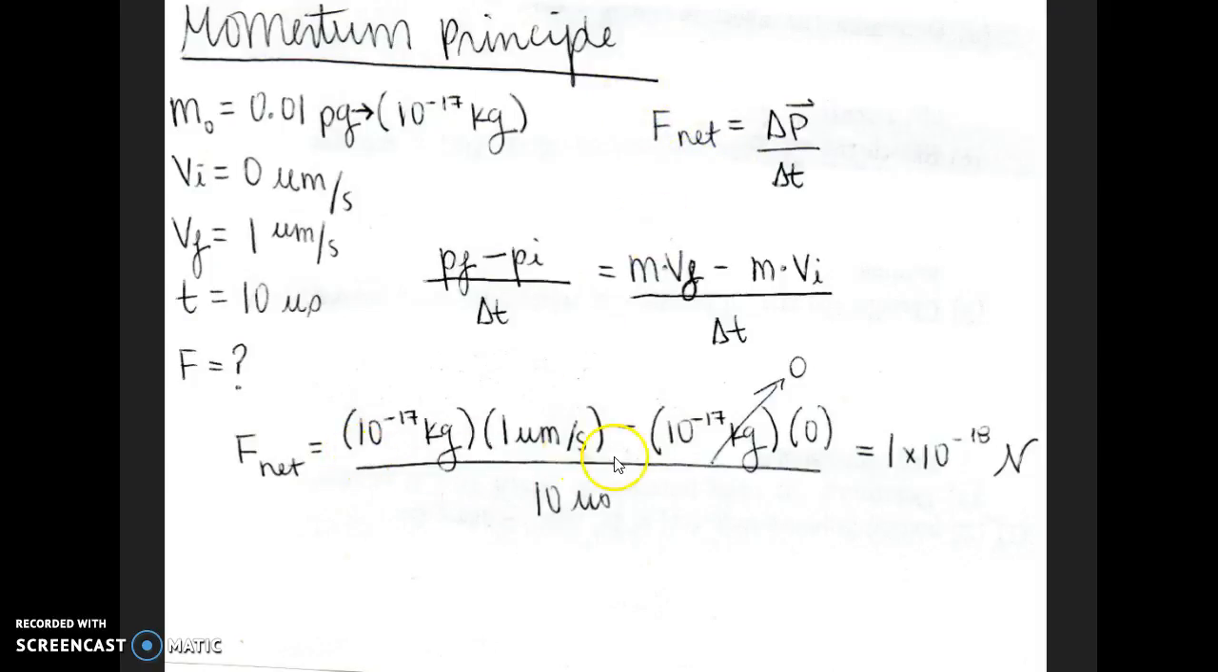So once we plug these values in, we plug in the mass of the organelle here, and we multiply it times the velocity final. And so we subtract the initial velocity times the mass here, which this term goes to 0. And we divide that by our 10 seconds. And we end up with 1 times 10 to the minus 18 newtons that these kinesins need to be pushing on those organelles.